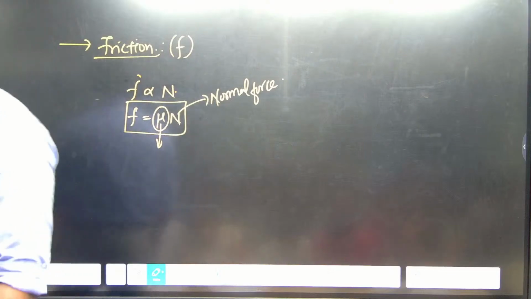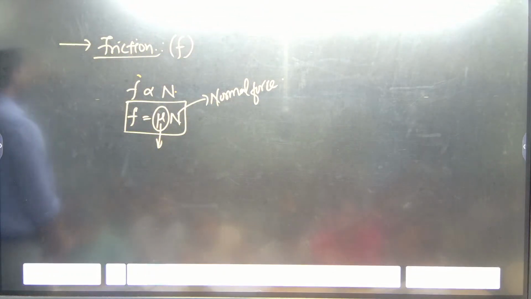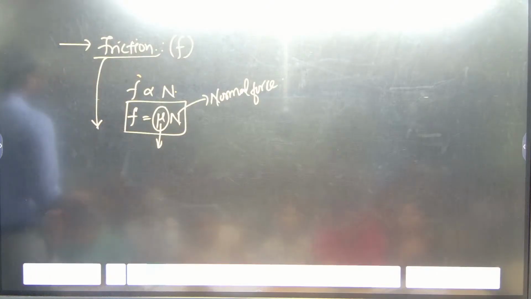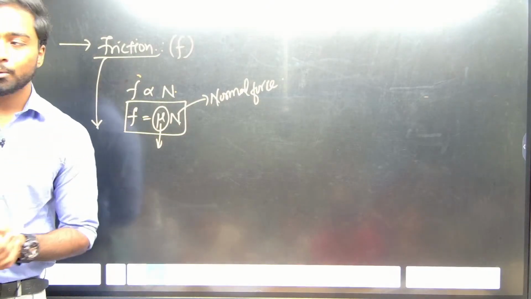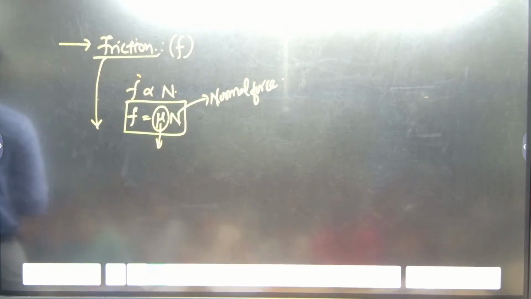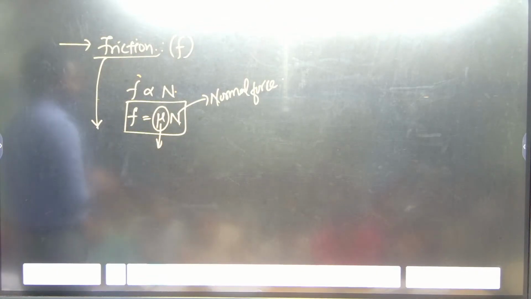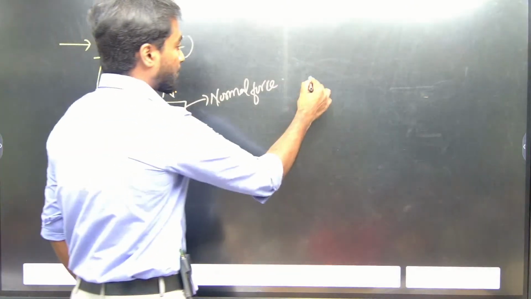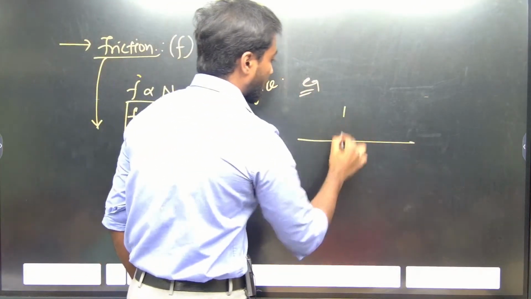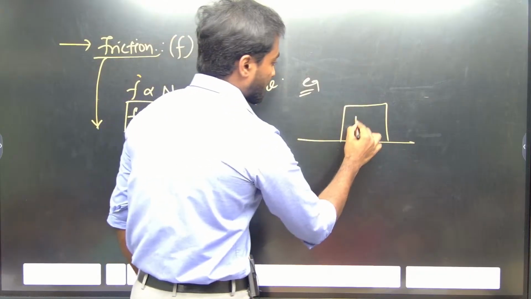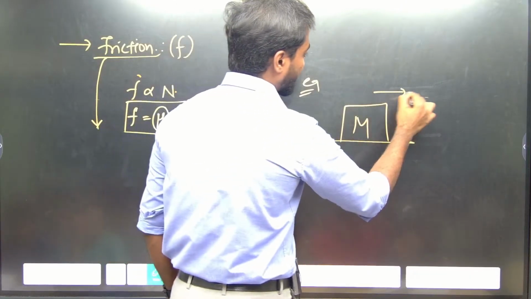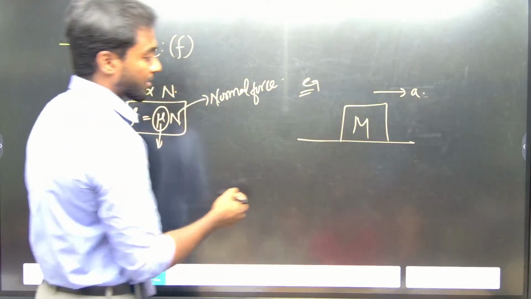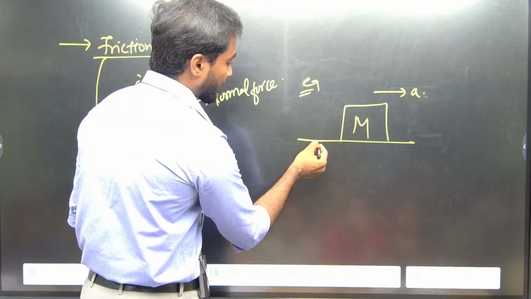So friction will always act in the opposite direction. It is an opposing force, we'll say. Friction is an opposing force and will always act in the opposite direction. For example, if I talk here, there is a block which is having mass m going with acceleration a, and this is a rough surface.